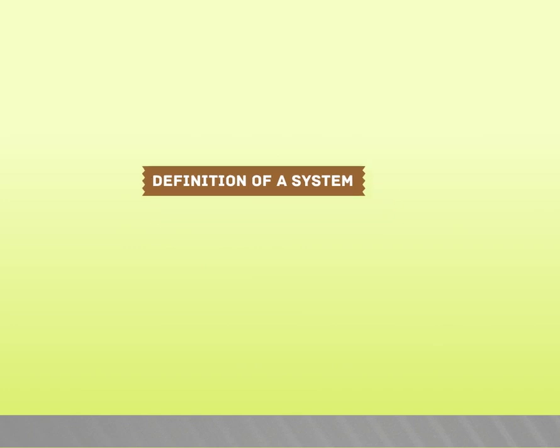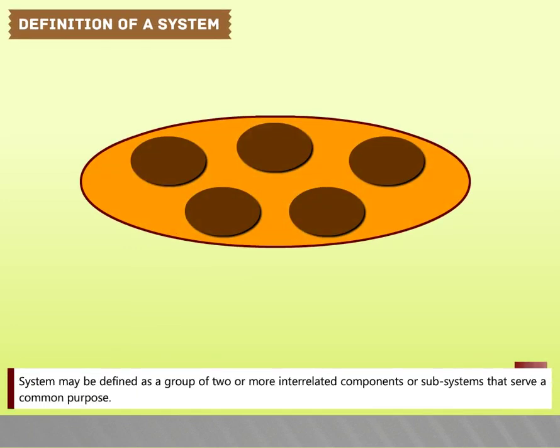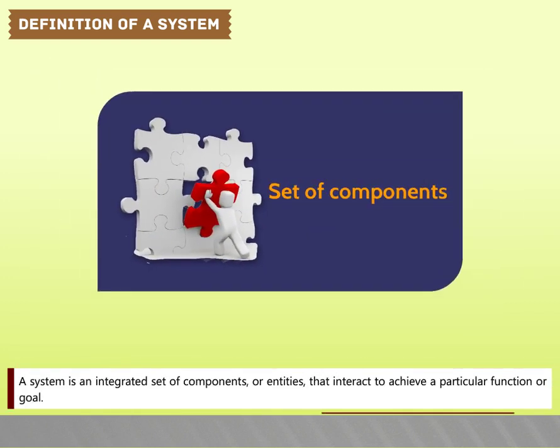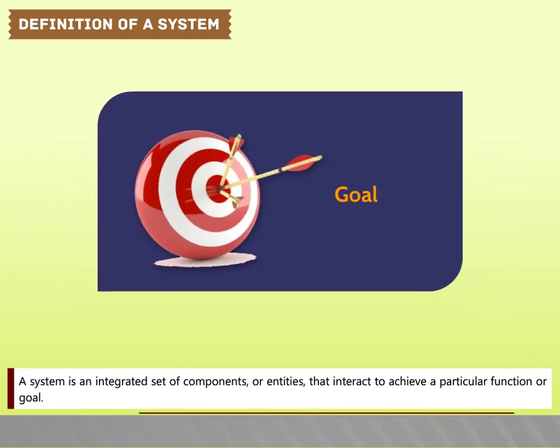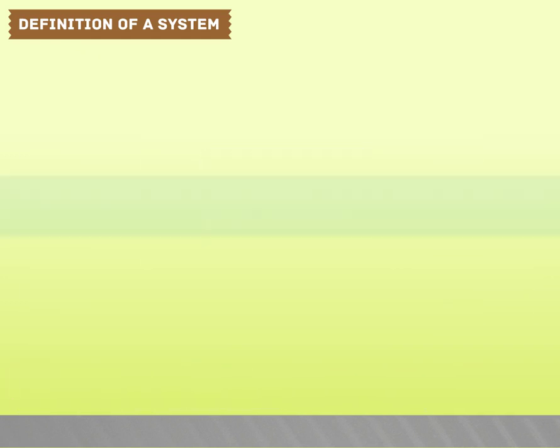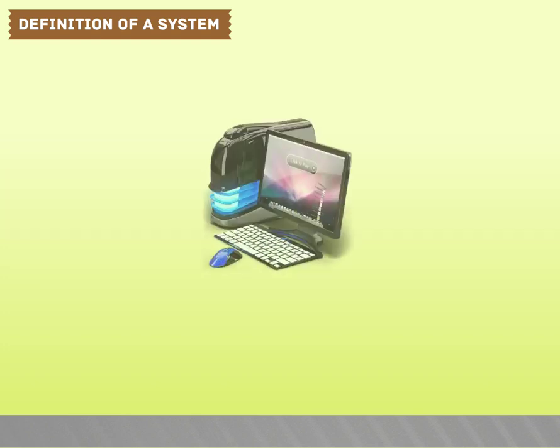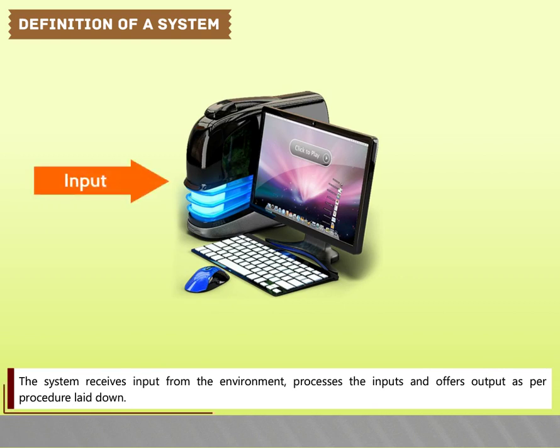Definition of a system. A system may be defined as a group of two or more interrelated components or subsystems that serve a common purpose. A system is an integrated set of components or entities that interact to achieve a particular function or goal. A system may be a part of a larger system and at the same time may have its own subsystems. The system receives input from the environment, processes the inputs, and offers output as per procedure laid down.